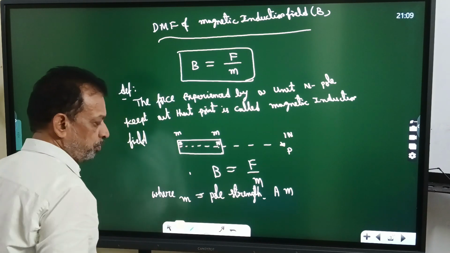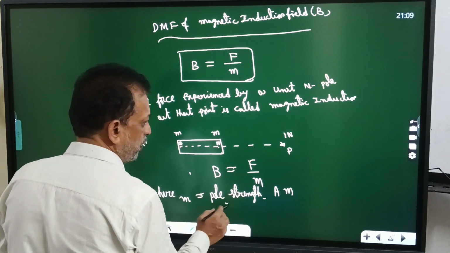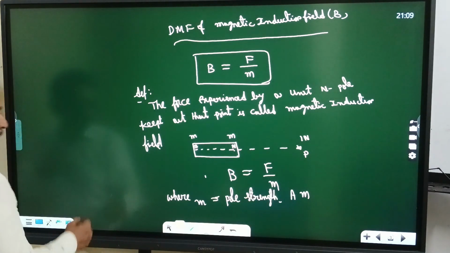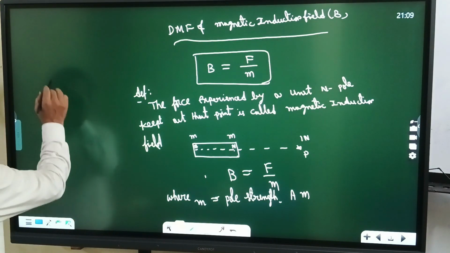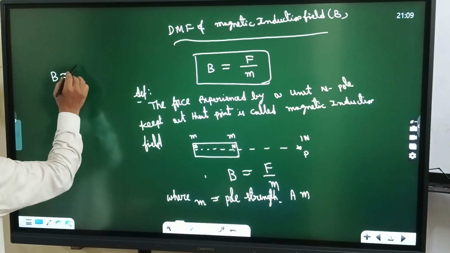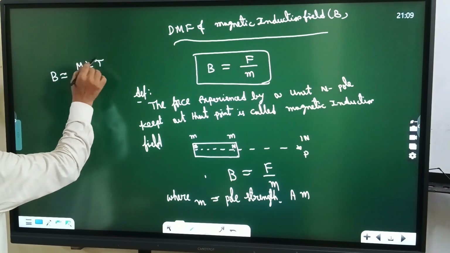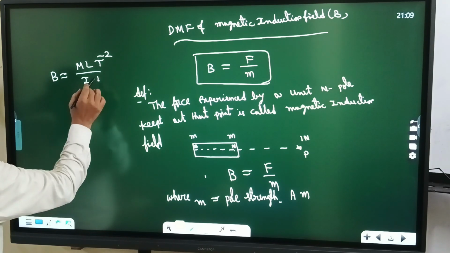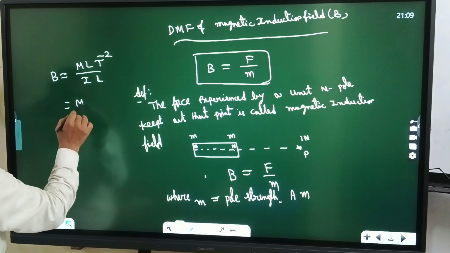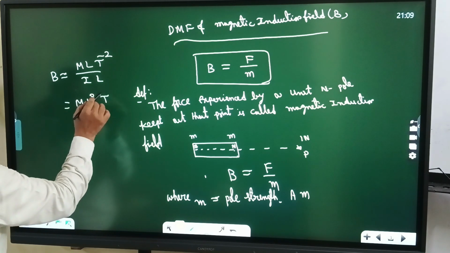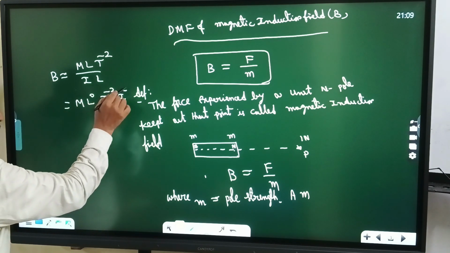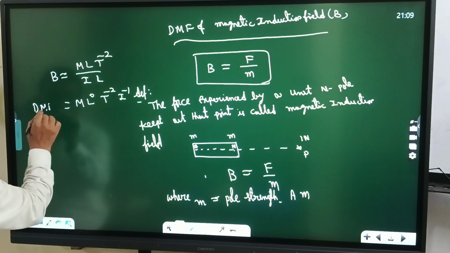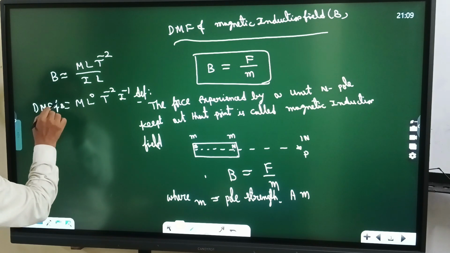Already you know the dimensional formula. Ampere means I into L. Now you write the dimensional formula of this one: B is equal to M L to the power of minus 2 divided by current I, length L. So what am I going to get? M L to the power of 0, T to the power of minus 2, I to the power of minus 1. So this is the dimensional formula of induction field B. You write the unit.